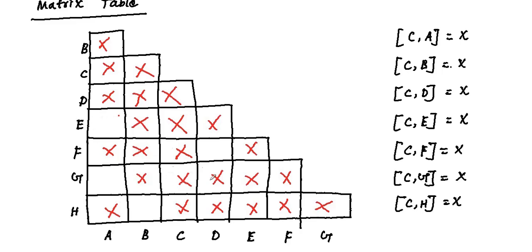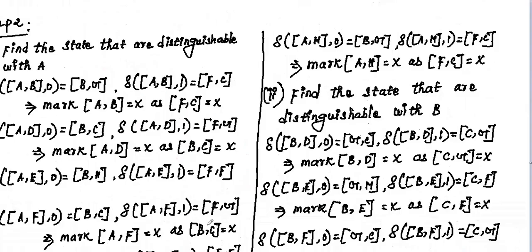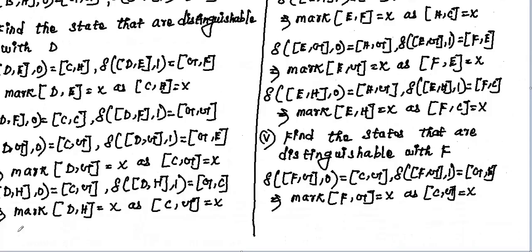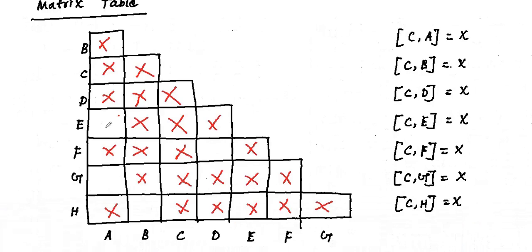So AE, go to the first step. AE, here 0, 1. So BH, FF. There are two answers. BH means distinguishable with B. Go to B because the BH pair arrived in distinguishable with B. Here BH. In BH we have different answers. Still we didn't put a cross mark. Leave it. So in this matrix table we can't put a cross mark here.